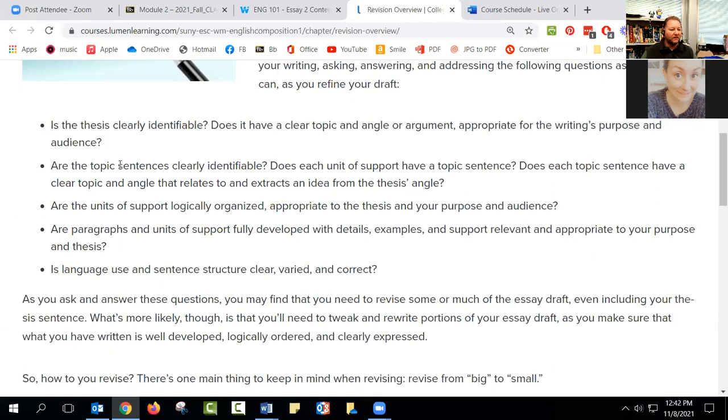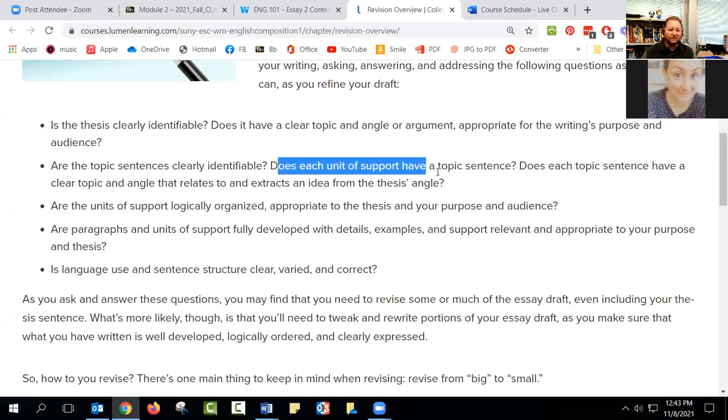Just like the thesis, a blind reader should be able to come into your essay, read just your topic sentence, and have a really good guess about what the main point of that paragraph is going to be, right? If I read a topic sentence and I say, oh, this paragraph is going to be about this, and then I read the paragraph and I say, well, that's not what the paragraph was really about, then your topic sentence isn't really doing what it says it's going to do, right? So make sure that it is clearly identifiable and that it's doing the work it's supposed to be doing.